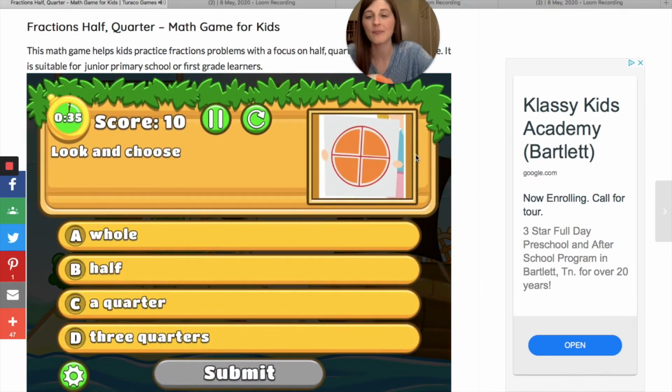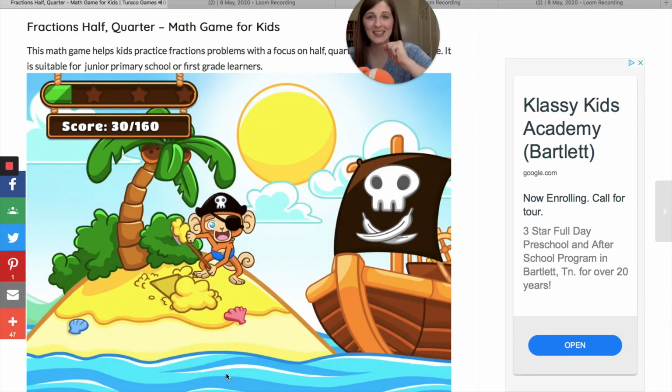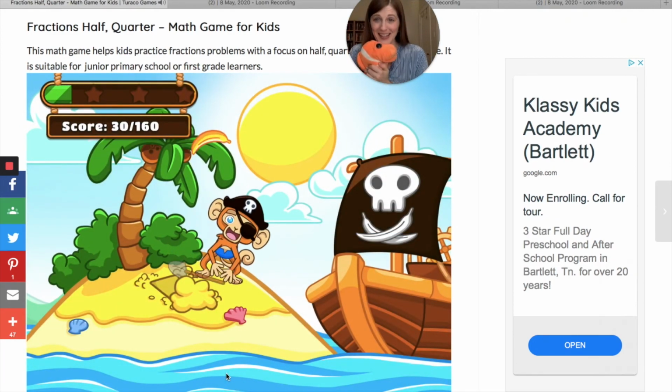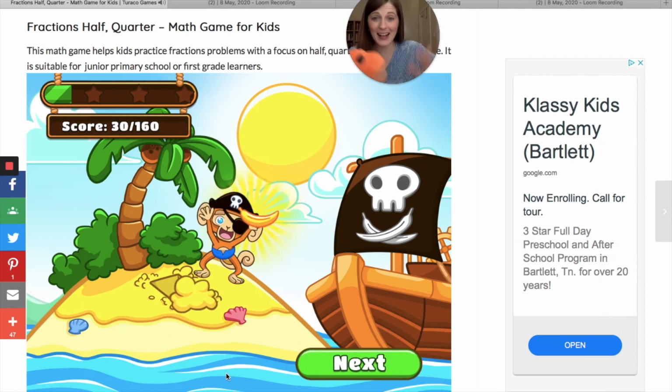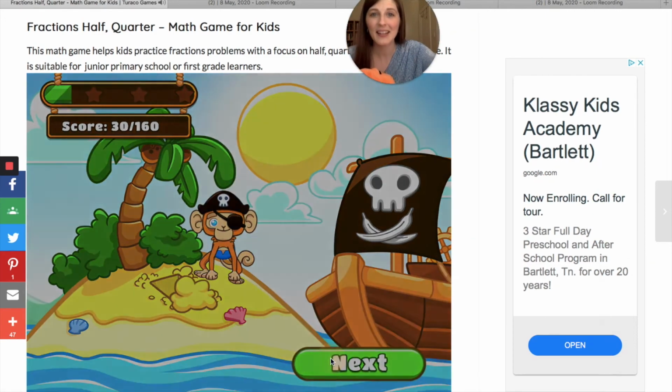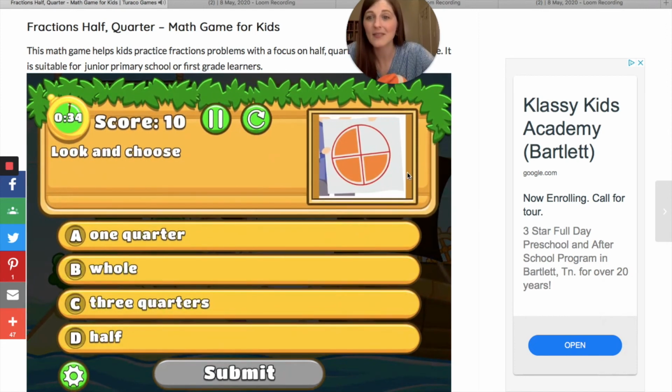Okay. Choose the correct answer. Is this showing a whole shaded in, half shaded in, 1/4 shaded in, or 3/4? Well, first we're gonna look. It's cut into 4ths, but all of them are shaded in, so it's the whole thing. Is it whole? Let's see. Yes! Let's see what treasure we're gonna get, Felicia. What are we gonna get? A banana! Yay!